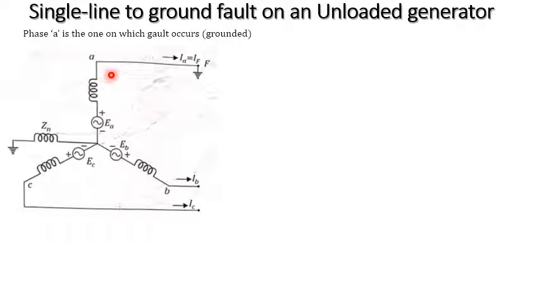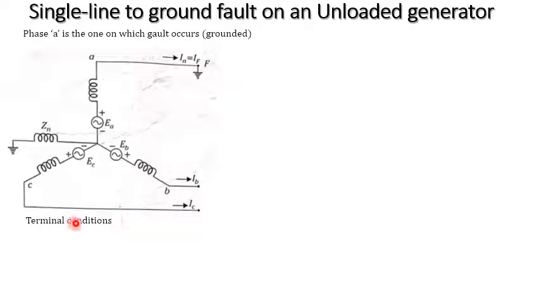So here you can see that A, B and C and the neutral have the impedance value of Zn. Here we are assuming that phase A is grounded and short-circuited directly to the ground. Based on this we can understand the terminal conditions, which is very important, because based on this we are going to derive a lot of the conditions.